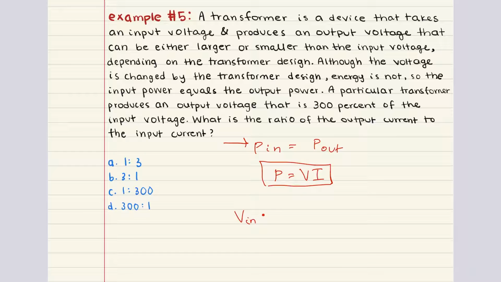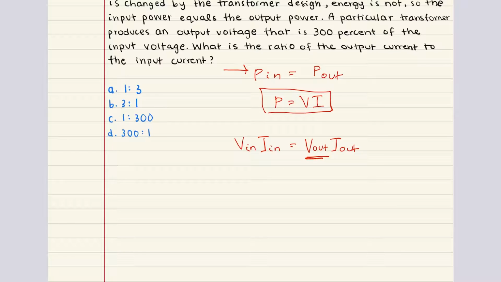The input voltage multiplied by the input current is equal to the output voltage multiplied by the output current. In this problem, the transformer is said to increase the output voltage to 300% of the input voltage. This means that the output voltage is 3 times the input voltage, and we can write it this way: V out is equal to 3 multiplied by the input voltage.